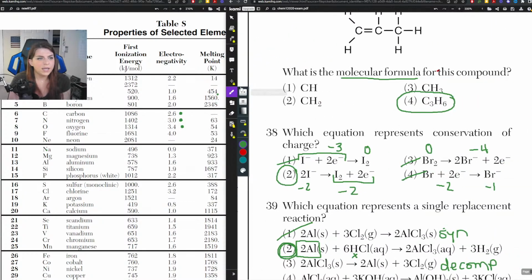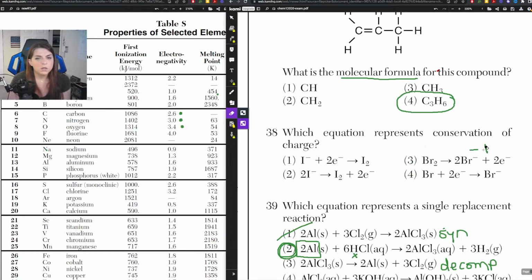Okay, 38 is asking specifically about conservation of charge. So what we want to do is make sure that the charges on both sides of the equation are the same, because that's going to give us conservation. The reason it's hard is because it's conservation of charge. All year, you have been doing conservation of matter, where you count, okay, there's 5 oxygens on this side, I need 5 oxygens on that side, and you're counting number of atoms. Here, we want to have the same charge on both sides, and then that's how we're going to figure out if it has conservation of charge.